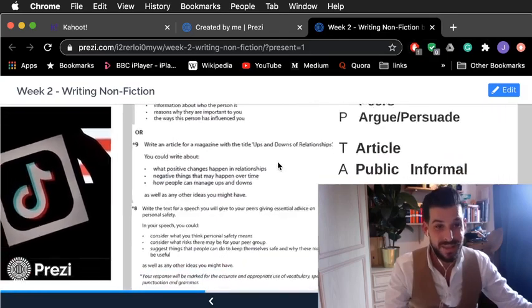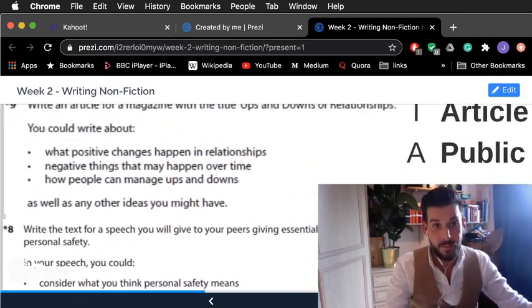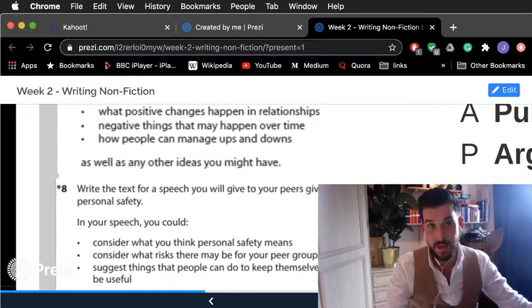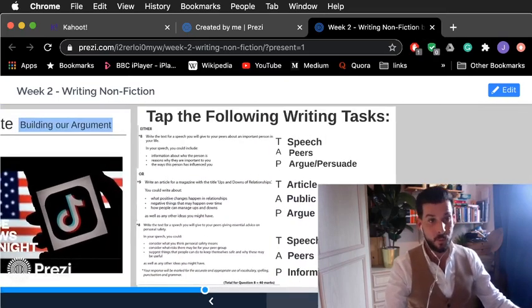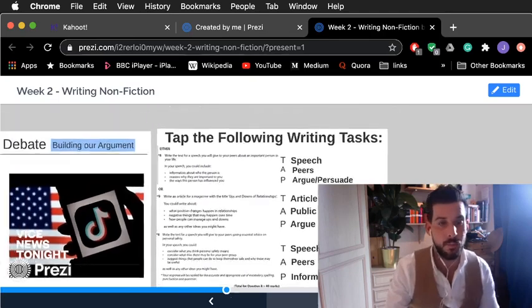Luckily, if you are looking at the task, you can see it says essential advice, so sometimes it'll give you little hints as to the purpose, okay? We're not doing writing to advise today, we will do in further weeks though, so we're just going to focus on arguing and writing articles today, but we'll come to that in a bit.